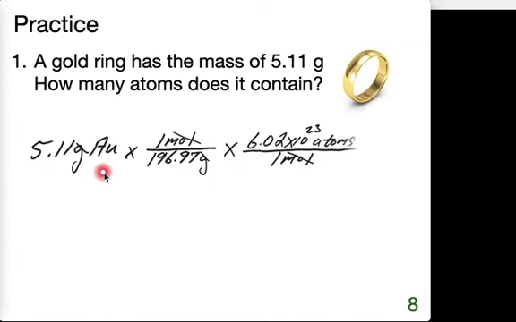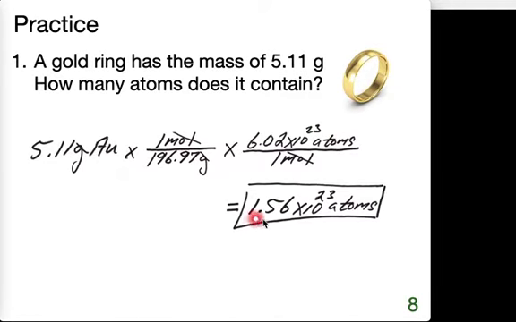So that'll be the next conversion factor. Moles goes in the denominator so that we can cancel them out. And then we're ready to go. Now to type this into your calculator, it would be 5.11 divided by 196.97 times 6.02 EE23, or times 10 to the 23rd. And you should be getting 1.56 times 10 to the 23rd atoms.